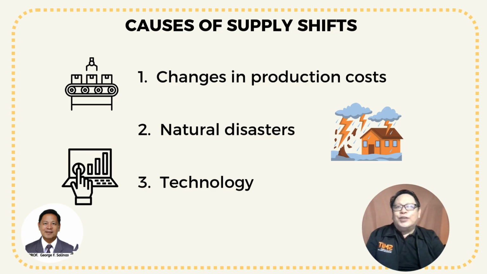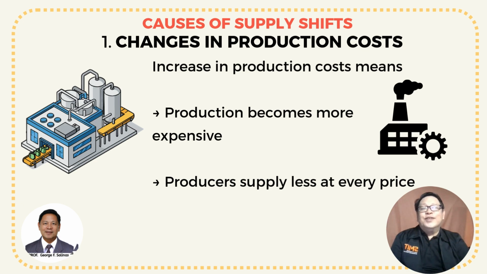Below are the main causes of supply shifts. First, the changes in production costs. Second, if there are natural disasters that have occurred. And third, the advancement in technology. So let's now discuss changes in the production costs. Production costs include expenses such as raw materials, labor, wages, electricity, rent, and transportation.